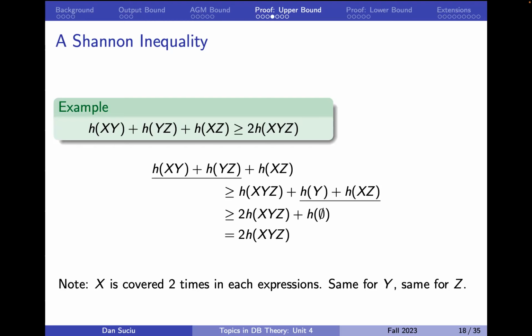So here is an important observation. It will play a role in a couple of slides. Notice that when we started, the variable X occurred twice. I'd like to say that X is covered twice. As we apply submodularity, this is an invariant. X continues to be covered twice until the very end. X is always covered twice. Same for Y, same for Z.